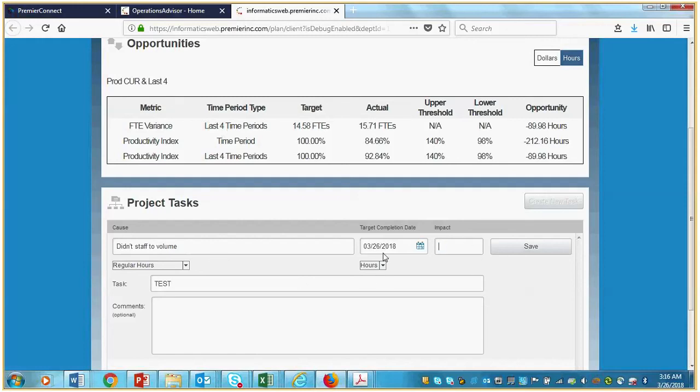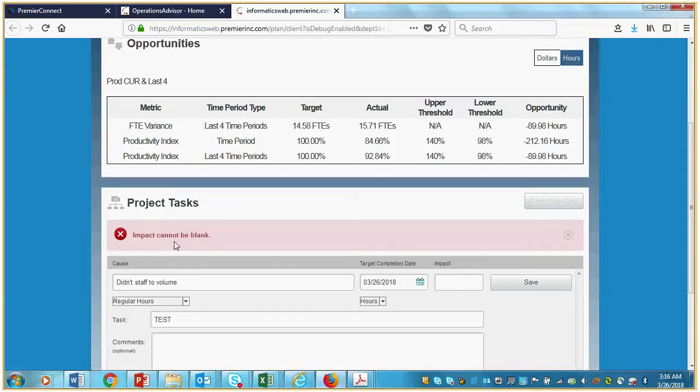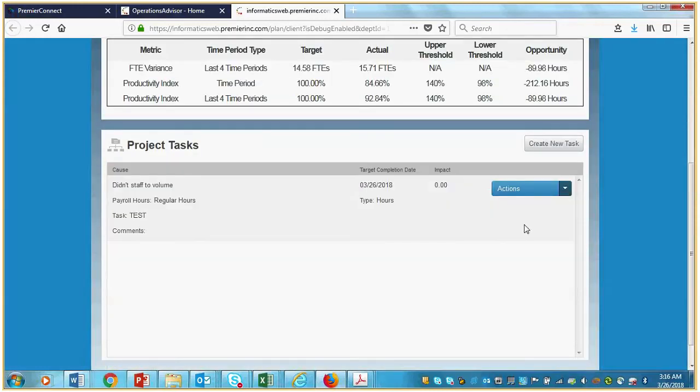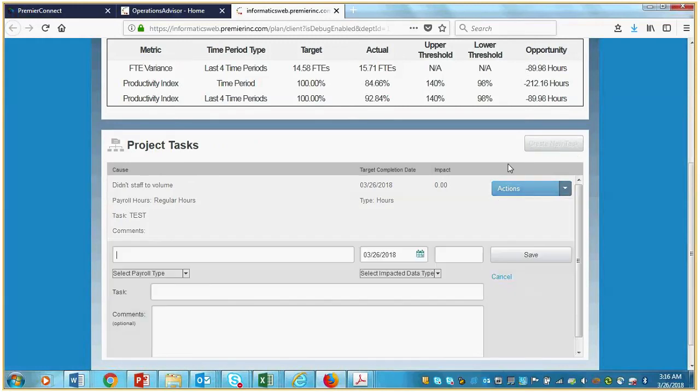Let's say I remove the impact. Now see what happens when I click save. It says impact cannot be blank. So now I need to go back in and put that in there. Now I can save that task. Once it's saved, you can edit or delete it. I can go in and create a new task. I can create multiple tasks.